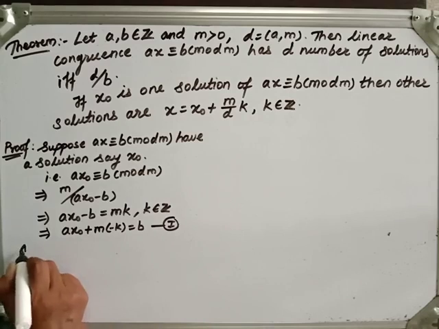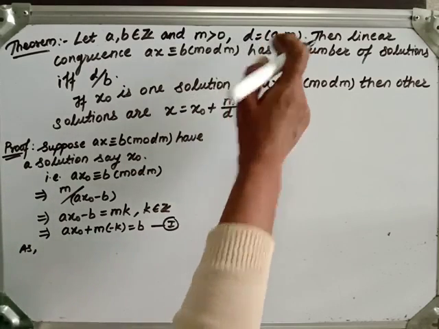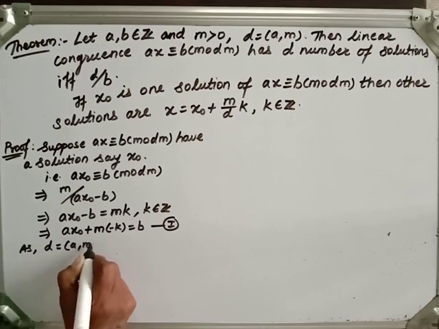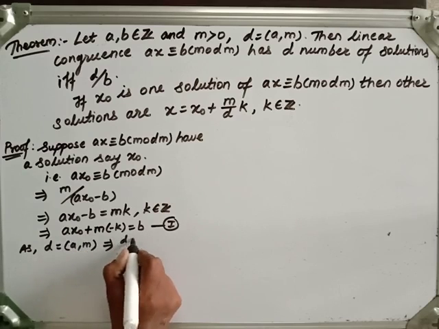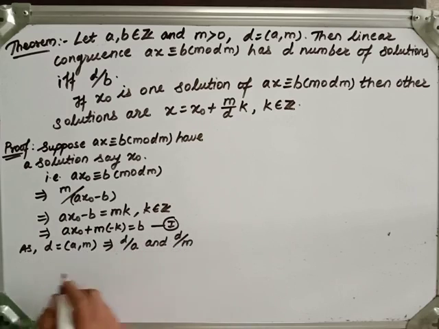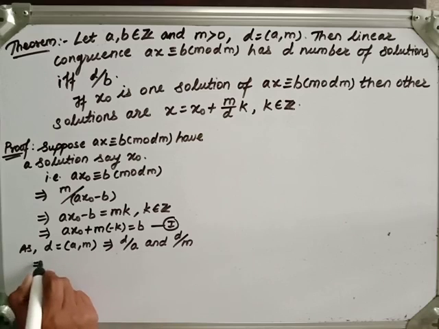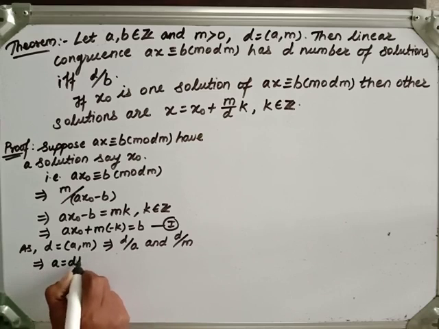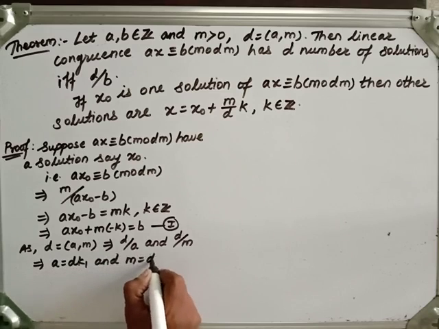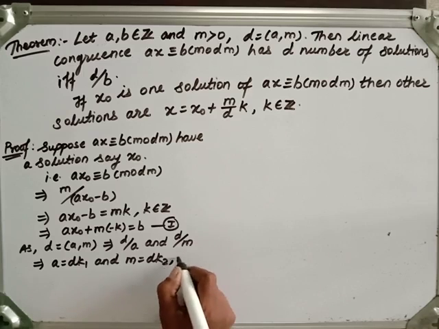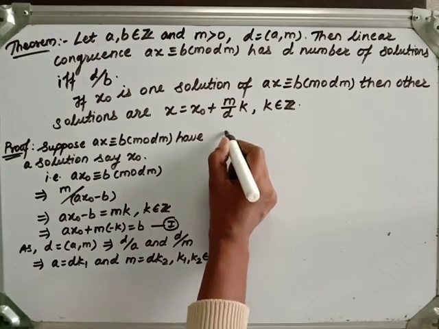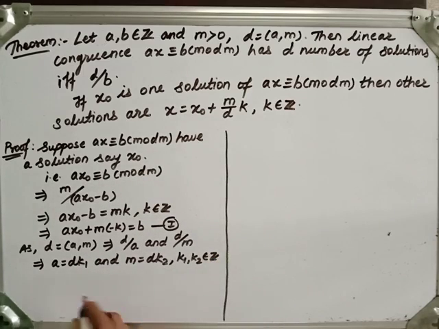Now also it is given to us the GCD of A and M is D. So what does this say? This D divides A and D also divides M. So D divides A, so that gives us A is equal to D into K1 and M equal to D into K2, for some K1, K2 that are integers.